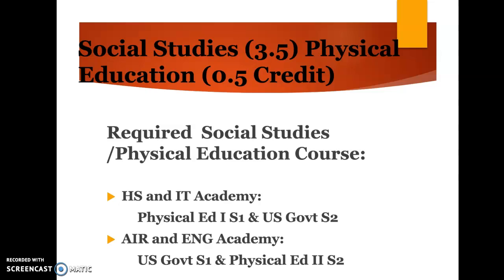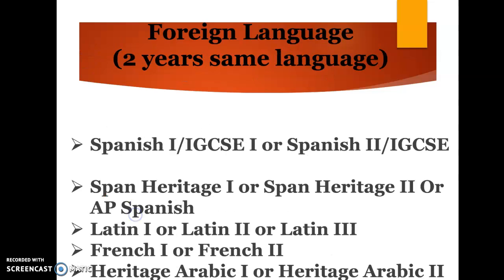Social studies, 3.5 credits required for graduation, along with physical education, 1/2 credit. Required courses for your sophomore year would be dependent upon your academy. If you were in the Health Science and IT Academy, you would select Physical Education 1, Semester 1, and U.S. Government Semester 2. If you're in the Air and Engineering Academy, you will be selecting U.S. Government Semester 1 and Physical Education 2, Semester 2.